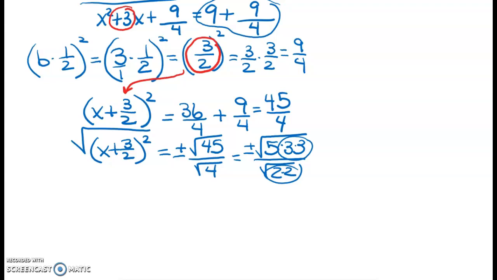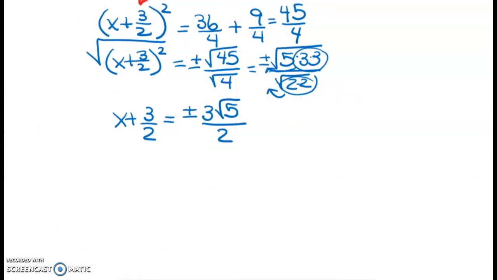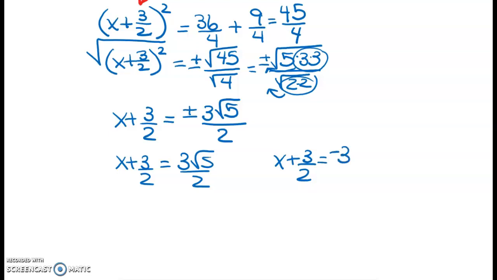So now when I take the square root of a perfect square, I get x plus 3/2. That's going to equal plus or minus. I'm going to take that 3 out. 3 square root of 5 over. I'm going to take that 2 out. 2. So here's where I split it into two equations. X plus 3/2 equals positive 3 radical 5 over 2. X plus 3/2 equals negative 3 radical 5 over 2.